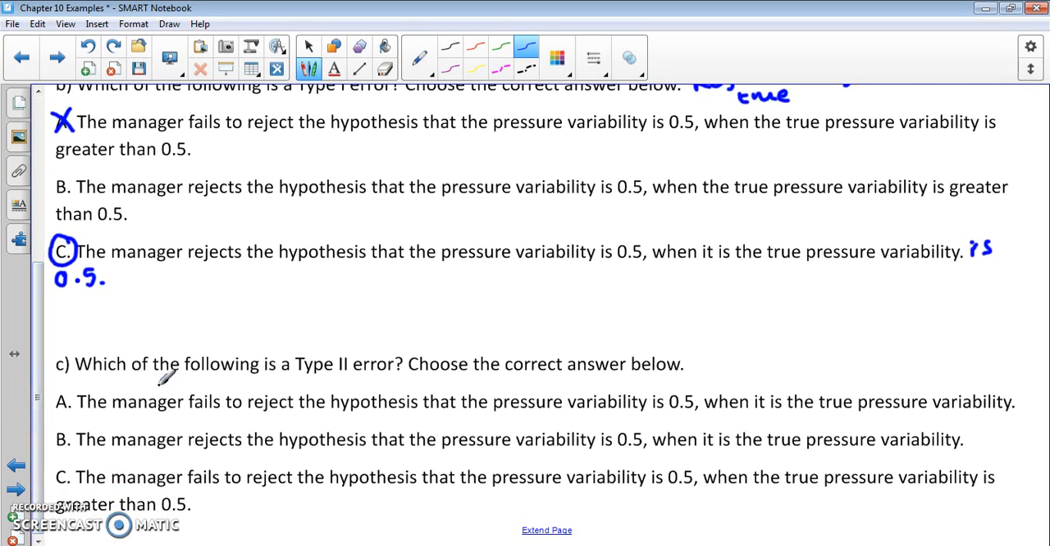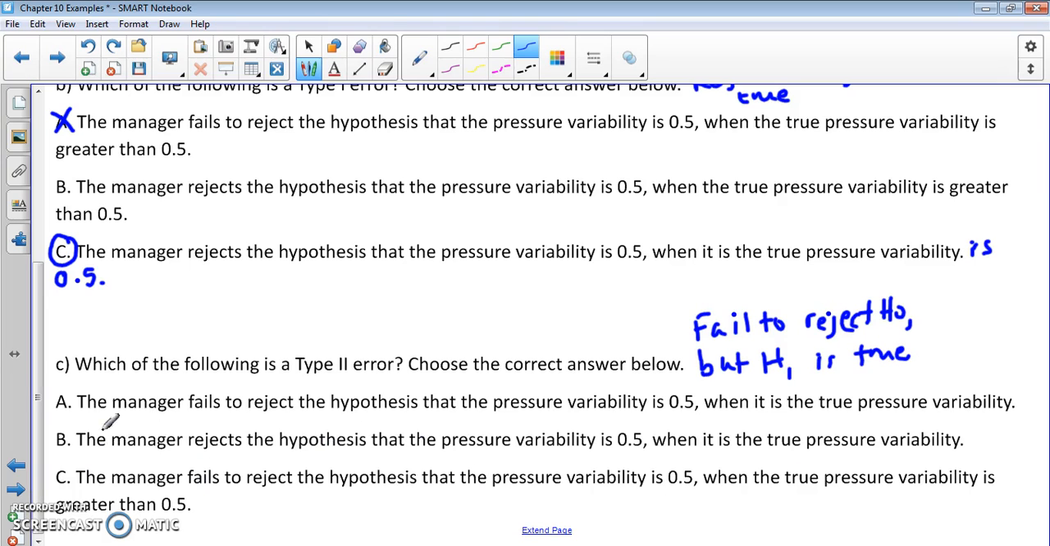So part C, we want to know which of the following is type 2 error. So this is when we fail to reject H0, but H1 is true. So we fail to reject the null, but the alternative is true.